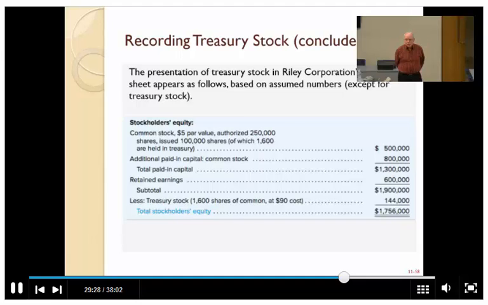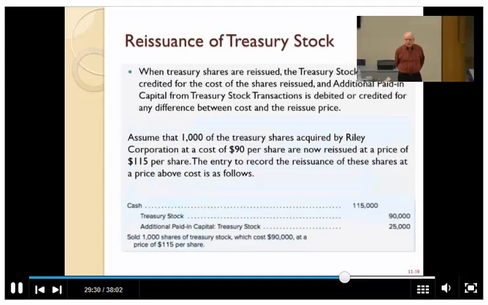Now, when you reissue treasury stock for more than what you paid for it, you do not record a gain. You don't record income. You simply increase cash for the total amount of the transaction. You decrease treasury stock by the shares sold times what you paid for the treasury stock, and the difference goes into additional paid-in capital.